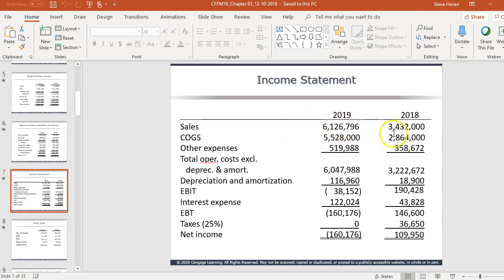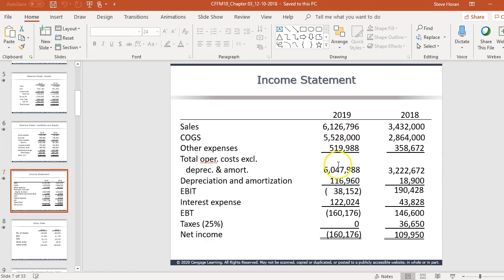Our sales is a positive, and then basically what you have to do from here is take a look at the operating costs excluding depreciation and amortization. The 6047 and the 3222 is the sum of the expenses. So my expenses in 2018, cost of goods sold and other, was 3222672, and then my 2019 cost of goods sold and other was 6047988. So the good news is sales goes up a lot. Okay, 3432 to 6126, roughly a $2.7 million increase in revenues, and that's good.